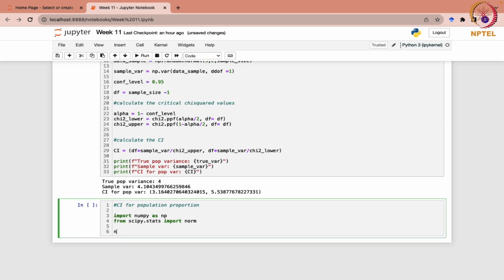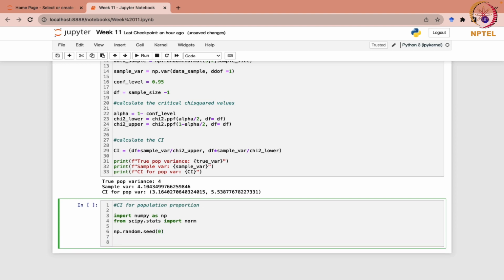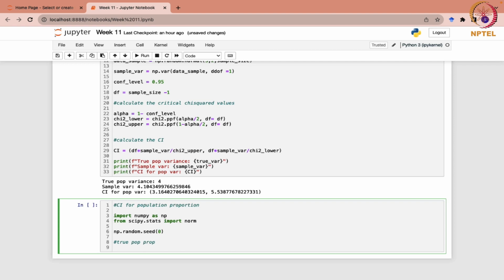So now we would write np.random.seed(0). So what will be the true population proportion? Let us take that as true_prop as 0.3.